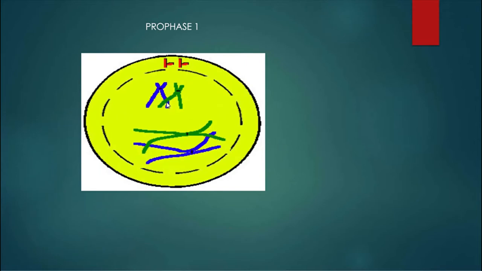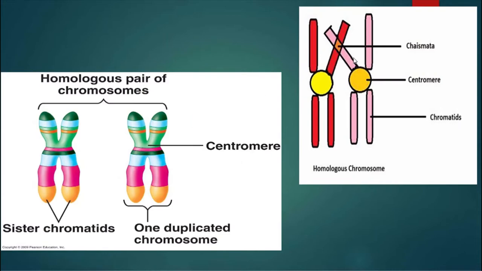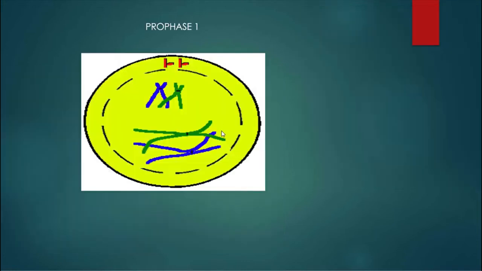Now, this is how the process of crossing over occurs. The two chromatids of homologous chromosomes cross at a point called chiasma, and the two chromosomes exchange genetic material. They become genetically different. And the importance of crossing over is that it brings about variation. In this phase, prophase 1, spindle fiber also forms.